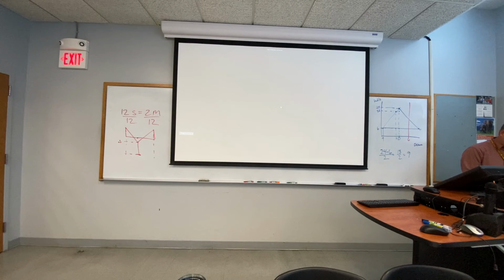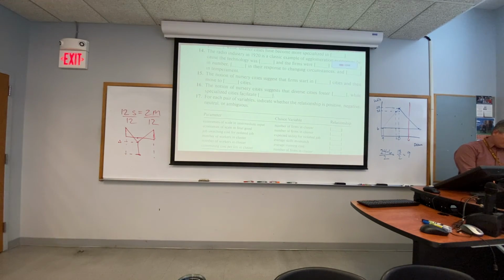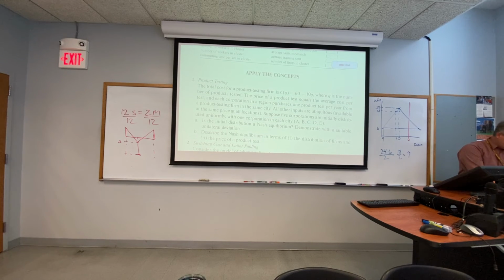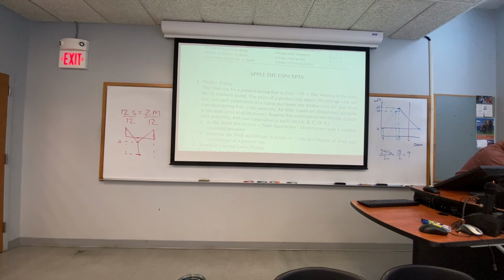Number 1, apply. Number 1 apply? Yeah. Okay, I don't know why we get this funky light now. I don't know what I did, but that still doesn't matter. The total cost of producing each one, we're accused the number of products being tested, the price of the product equals the average cost. Each corporation region produces 1 test per year. All other inputs are ubiquitous, available everywhere.